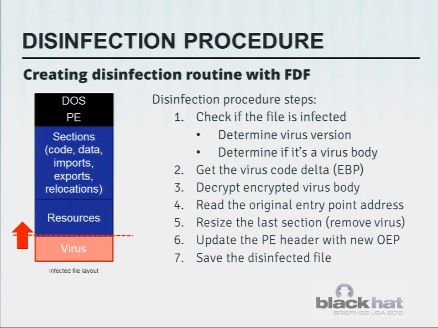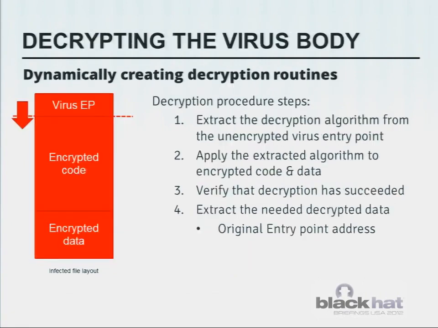Once we do that, we get the virus code delta, because all the viruses have been created to be offset independent, and that is quite logical because they can be anywhere in the file. You have to get that starting point somehow, and that's called the virus code delta. It's usually stored in the EBP register for these old viruses, but new ones use other registers as well. Then we have to decrypt the virus body, read the original entry point address, resize the last section, effectively eliminating the virus, update the PE header with the original entry point address, and save the disinfected file. And that's it. Those are all the steps we need to do for this virus.